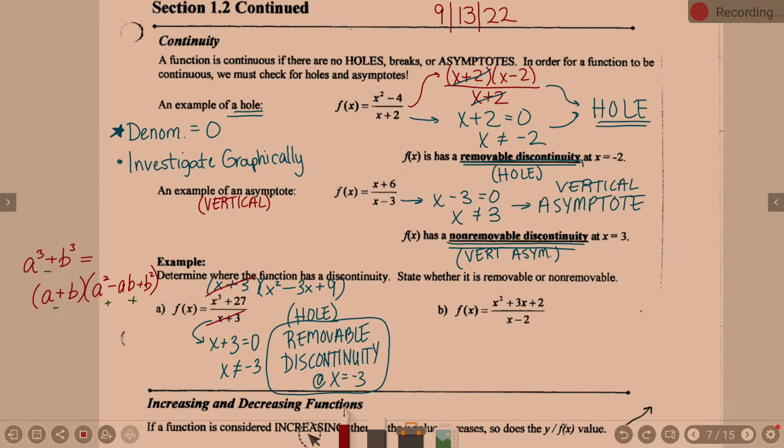Thoughts on B? Is there a discontinuity? Yes, because is there a place my denominator will equal 0? Yes. Where will my denominator equal 0? You set x minus 2 equal to 0. At x equals 2, we have an issue. Okay? Now, the key is, and I'd like you to be able to do this without graphing, is it a hole or is it a vertical asymptote? So what we need to investigate is the numerator. Does my numerator factor?